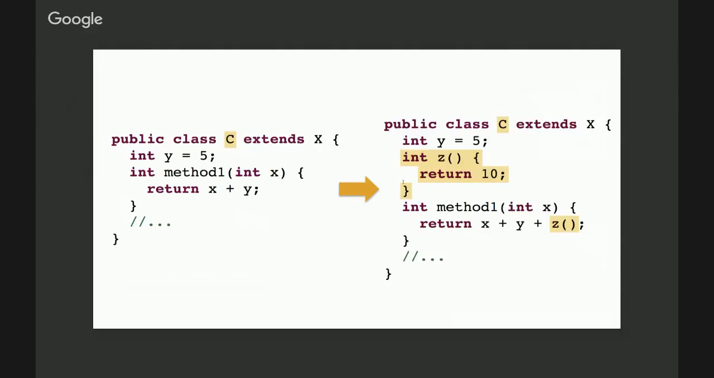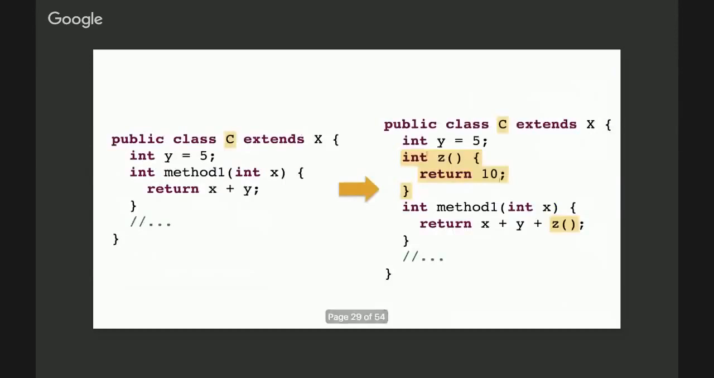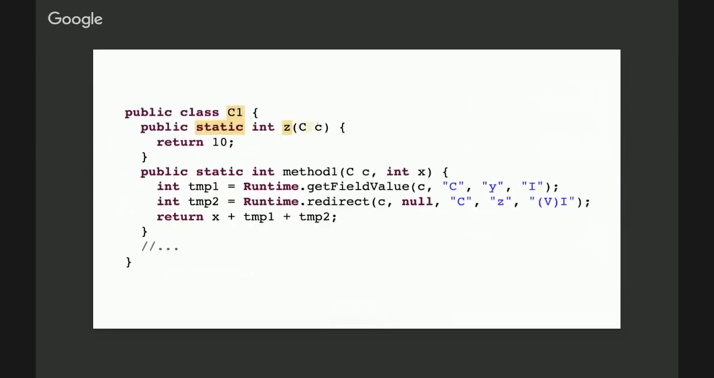This is our code. Now, to make this update, what JRebel does under the covers is it creates a new version, a C1 version. In fact, this should actually be abstract as well. And in this C1 version, we create a new static method, which C doesn't have, which is Z. Z doesn't have any parameters here, but we will of course have a C parameter again. And this returns a value, just returns 10. There's no code behind it.